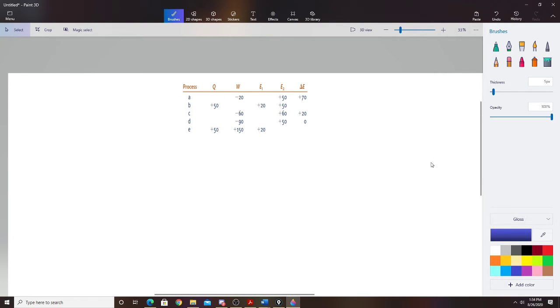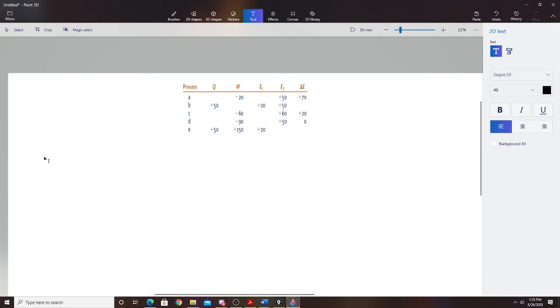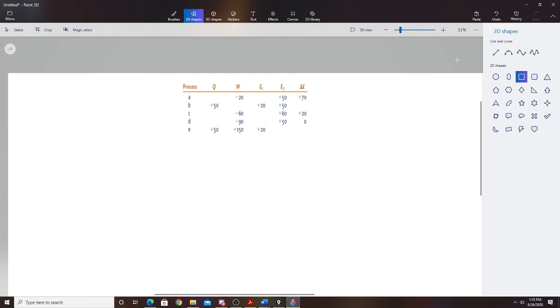Alright, so let's start with process A, just to give you guys a little input of how we should do this. Let's start with process A. So process A, remember, you have to rewrite this equation. So remember, this is the equation. I'll actually use the text for this one because it probably makes more sense. So remember, delta E, so I don't really have a delta, but I wish I knew the triangle button for this. 2D shapes. Let's do that, and I'll save this.